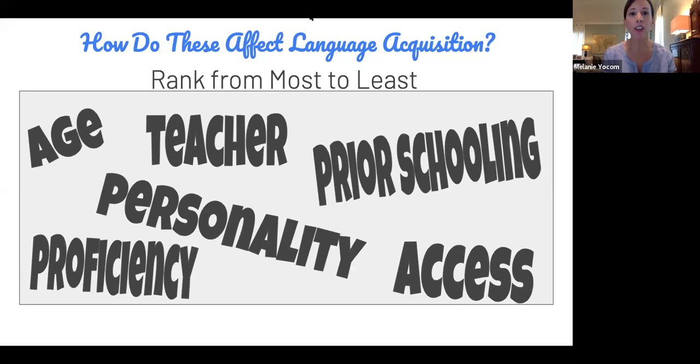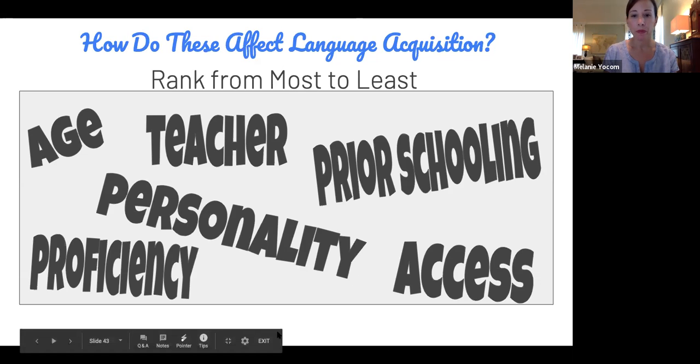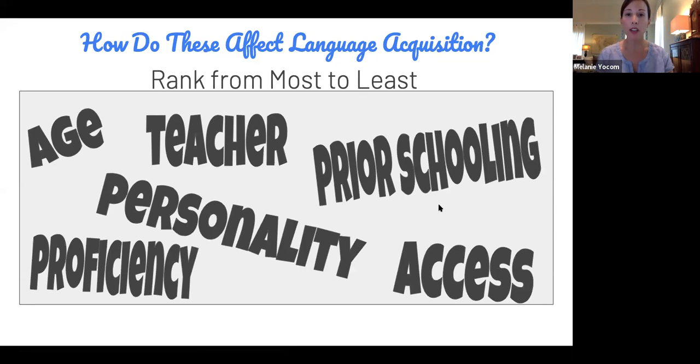All right, now I want you to take a look at these. How do these affect language acquisition? And in the chat box, I want you to rank them from most to least. So when you think about age, teacher, personality, proficiency, prior schooling, and access to learning, rank these from what affects language acquisition the most to the least. And you're going to do that in the chat box. So when you're ready, go ahead and use the chat box, and you're ranking these from the one that affects language proficiency the most to the least.